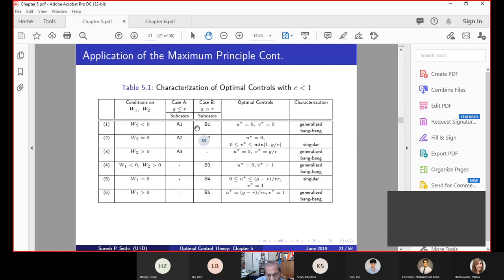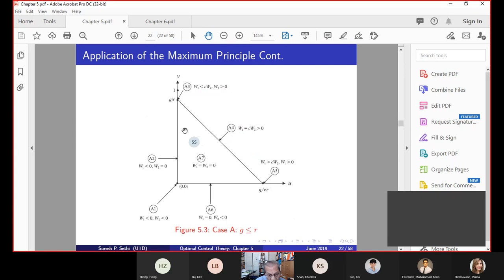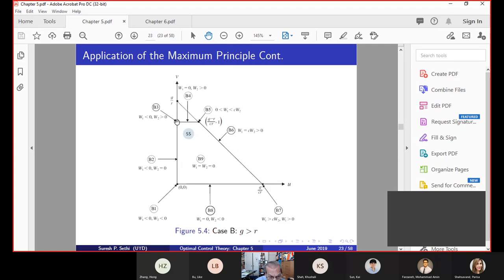Why do I say min of 1 and G by R? Because I also want to cover B2. In B2, G by R is bigger than 1. So the min of these is, when G by R is less than 1, the min is G by R. So in B2, you see the control will be anywhere from here to here. Nothing here. Just from here to here.